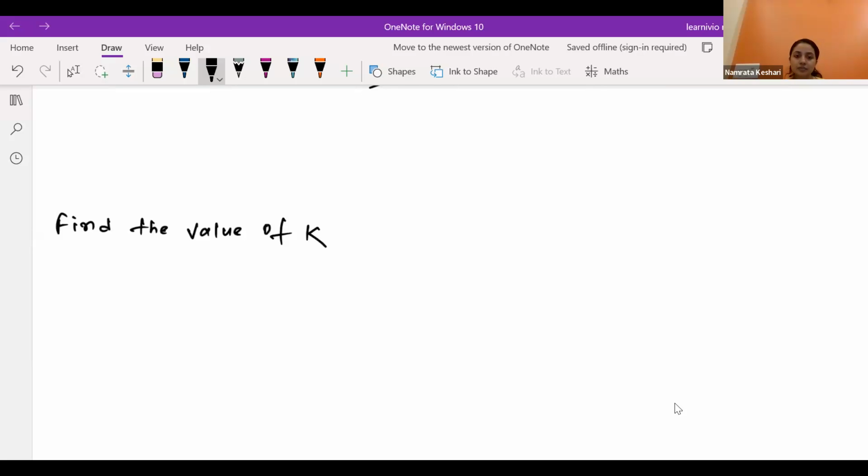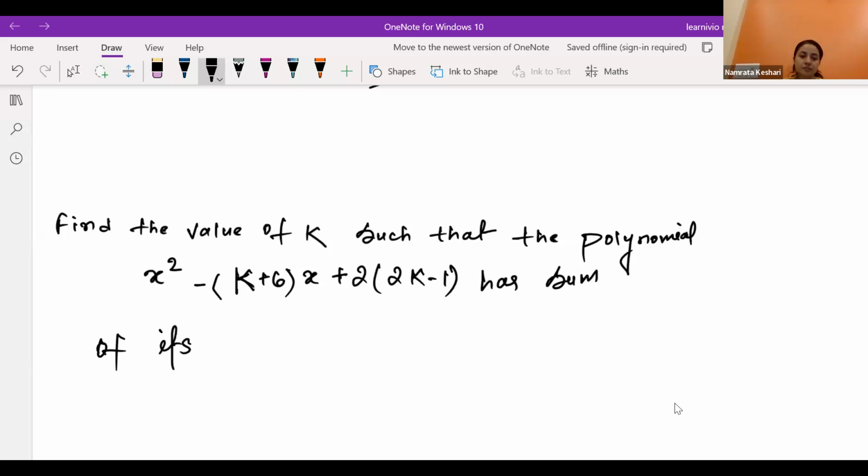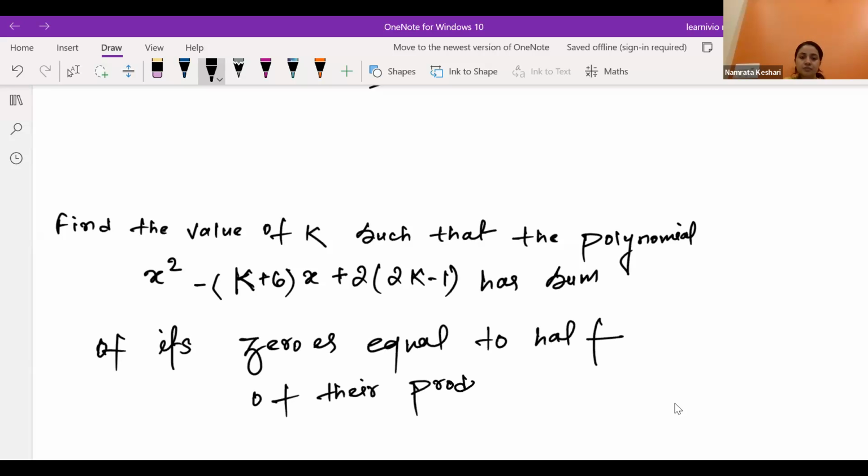Find the value of k such that the polynomial x square minus k plus 2 twice k minus 1 has sum of its zeros equal to half of their product. Yeah, please do it, no?